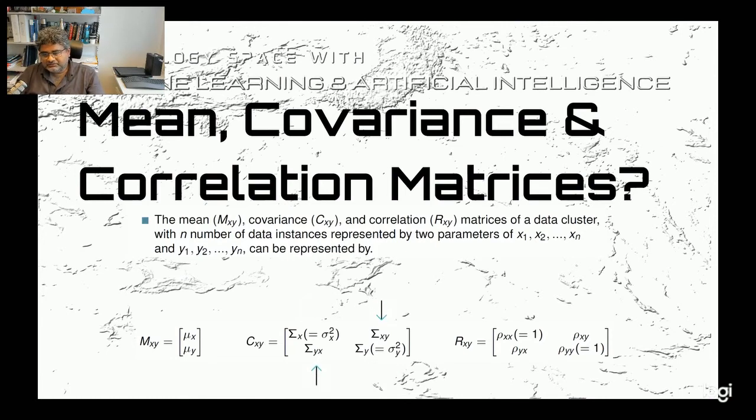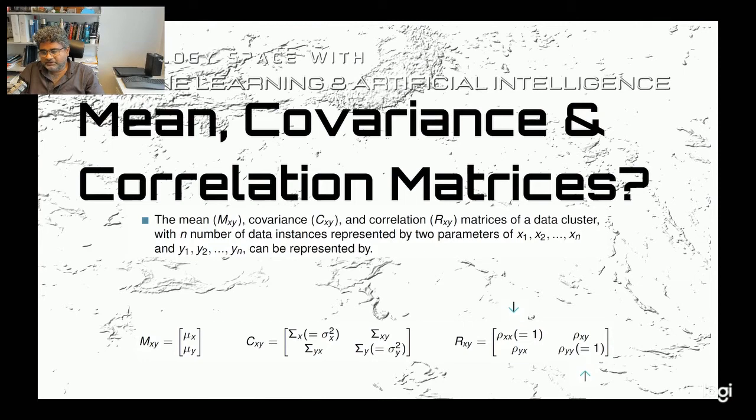So then the rest of the two components, which are the top right and the bottom left, consist of the covariance for the parameters x and y, denoted by sigma xy. Since these are symmetrical matrices, these values are somewhat equal. So next is the correlation matrix, which is denoted by Rxy.